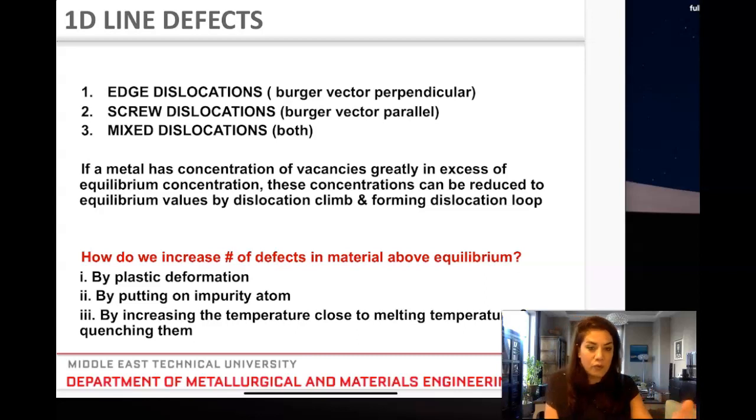How do we increase the number of defects in one-dimensional defects? There are 3 different ways of doing that. One is by plastic deformation. Of course, as I apply force and heavily deform the material, it creates its own deformation mechanism, its own dislocations in the domains. I can put some impurity atoms, or I can increase the temperature. Creating those vacancies will also create the lining up of those vacancies, creating new dislocations in the domains.